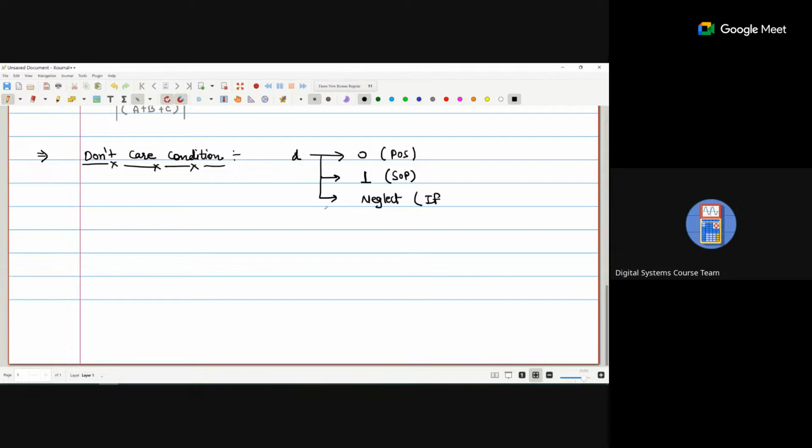if not required. Or we can say if D can't maximize the group size, where the D is not required to maximize the group size, we will neglect that. Okay, or we can use it as a 0 or we can use it as a 1 also. So that is about the don't care condition.